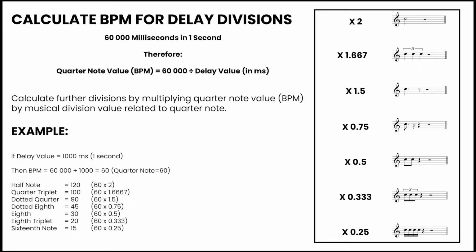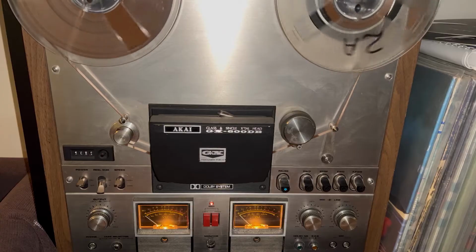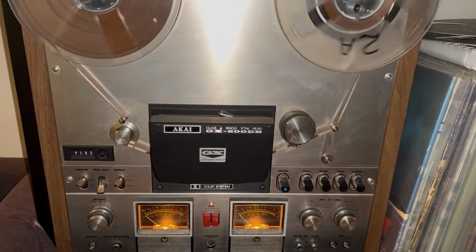There's 1,000 milliseconds in a second, therefore a quarter note value, or BPM, is 60,000 divided by your delay time in milliseconds. So for example, if your delay time is 1,000 milliseconds, or 1 second, then 60,000 divided by 1,000 equals 60, so 60 would be your quarter note value. If you wanted to have dotted eighths, for instance, you'd multiply 60 by 0.75, and then you'd set your project tempo to 45 BPM.